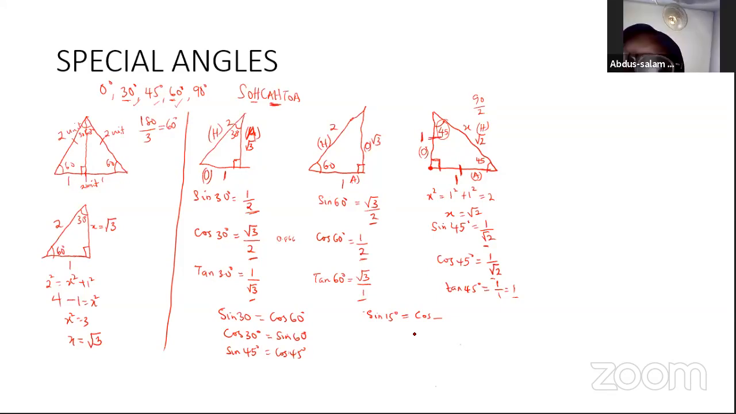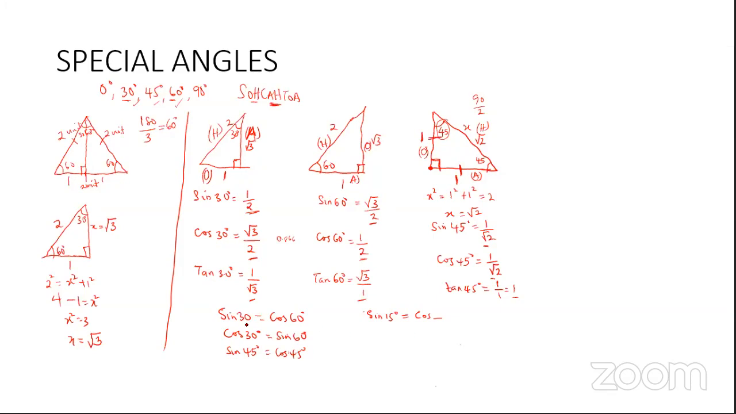Cos 30? Why? Because 30 times 2 is 60? Look at this one, 30 times 2 gives us 60. And what of 45? Is 45 times 2 equal to 45? So it means you did not get the pattern well. That's not the pattern. Who is telling us sine 15 degrees will be equal to cos what? Can somebody tell us that pattern?